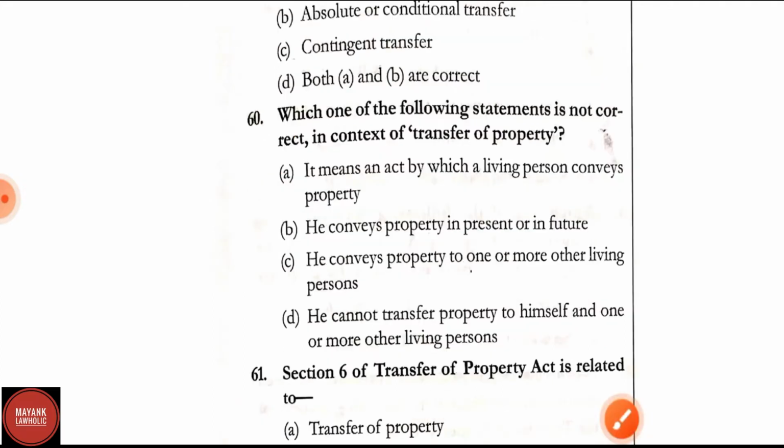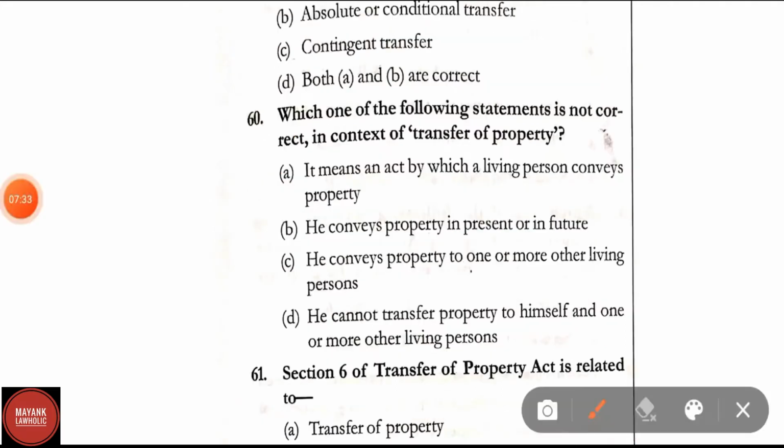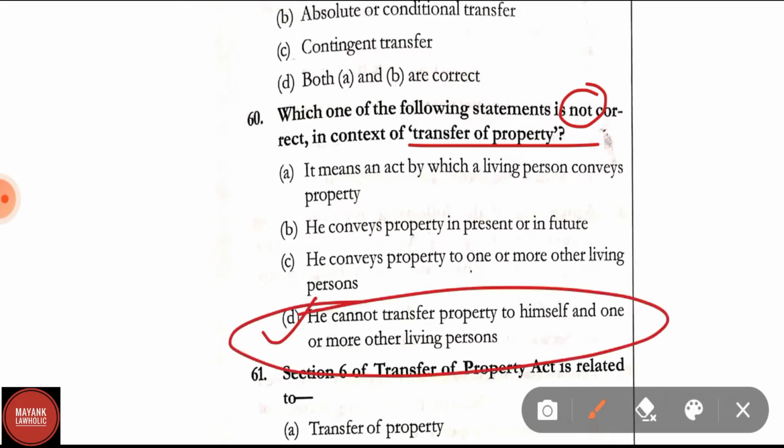Question number 60. Which one of the following statement is not correct in the context of transfer of property? It means an act which a living person conveys property. He conveys property in present or in future. He conveys property to one or more living persons. He cannot transfer property to himself and one or more living persons. D is not correct. One can transfer property to himself.